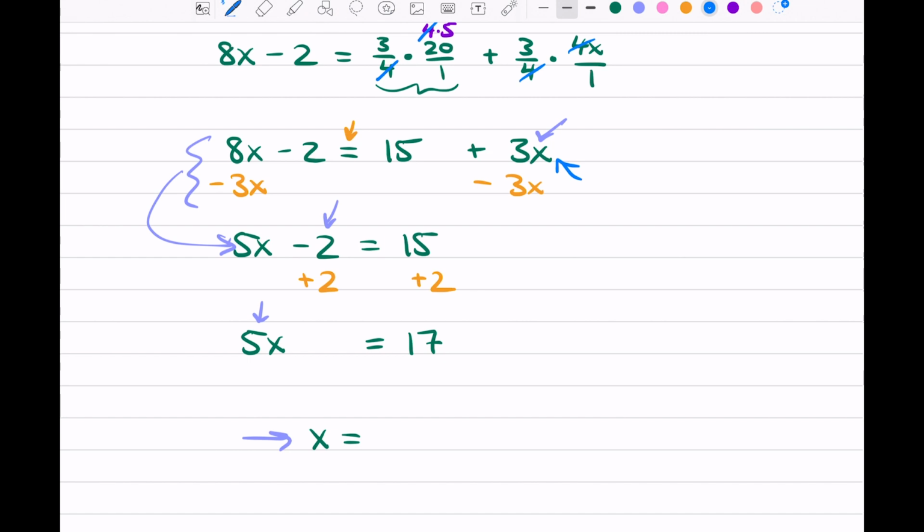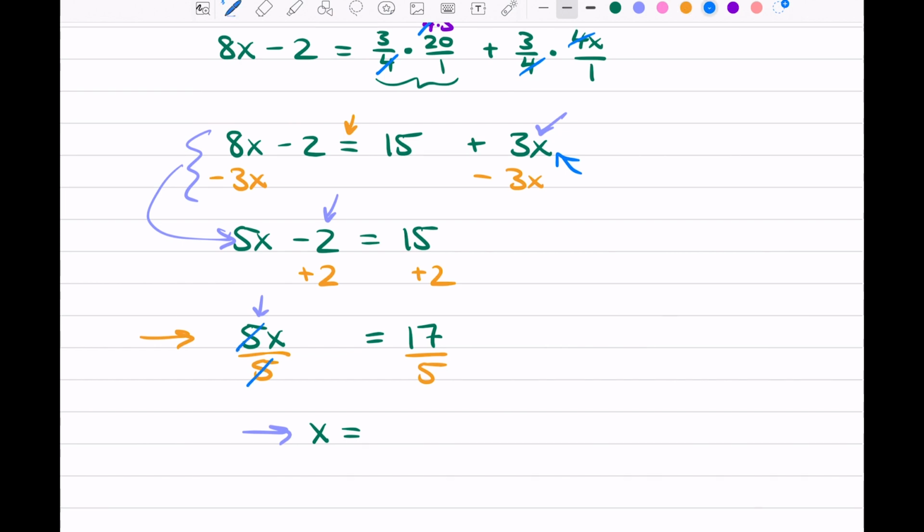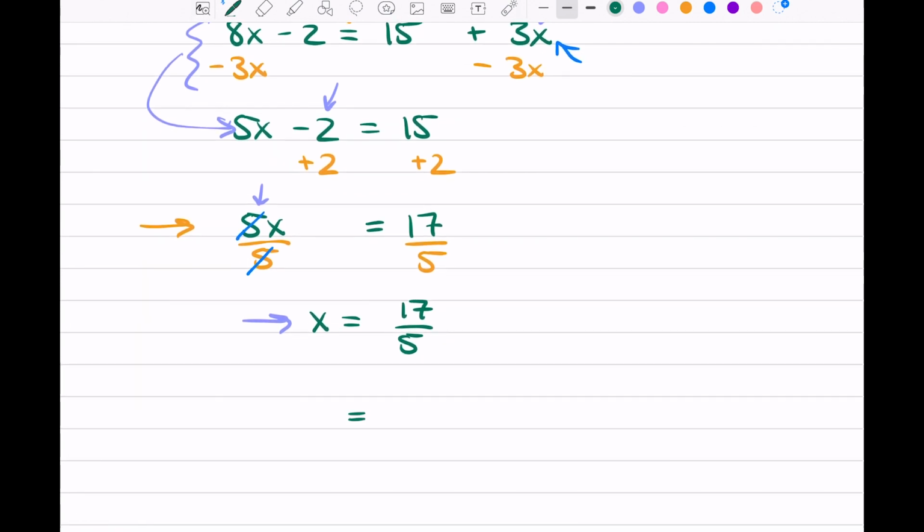So now that I've said that, what do we do here? Well, we have 5 times x. A way to get that 5 to disappear is to undo it by dividing by 5, but we have to do that to both sides. This is maintaining the equality, as we talked about. And 5 divided by 5, that cancels. And our final answer is x equals 17 over 5. And you could write it as 3 2/5. That is our answer.